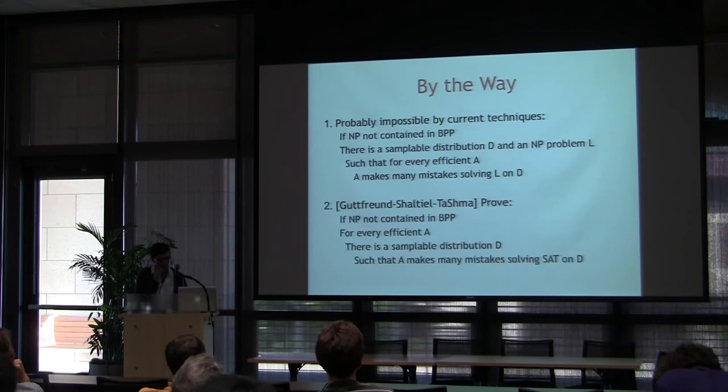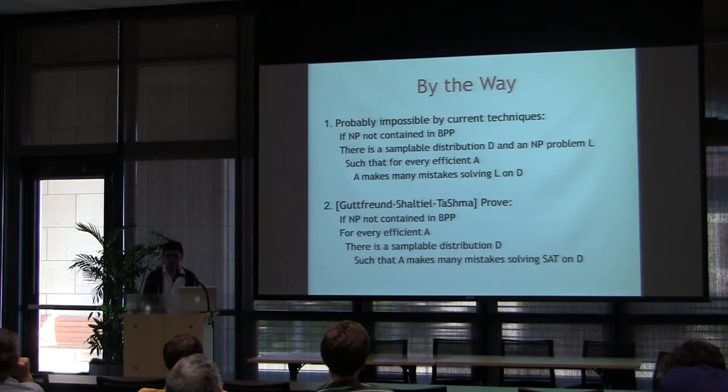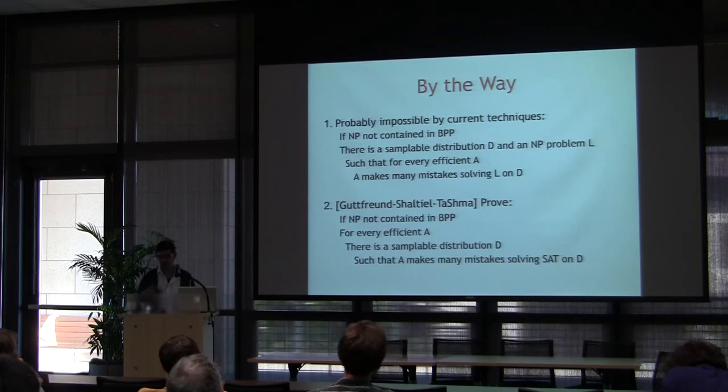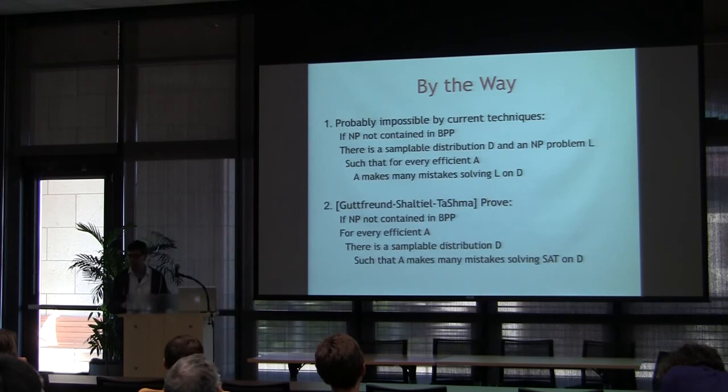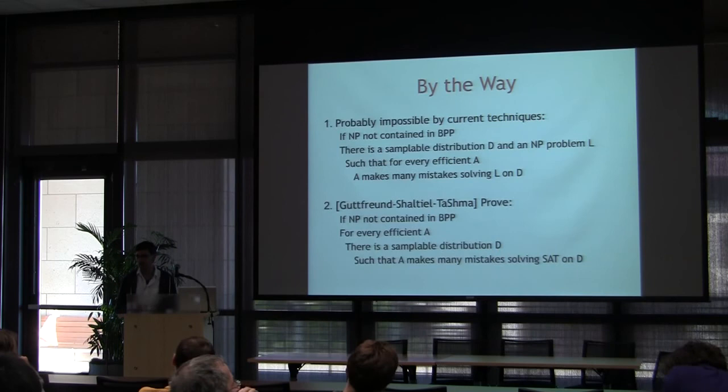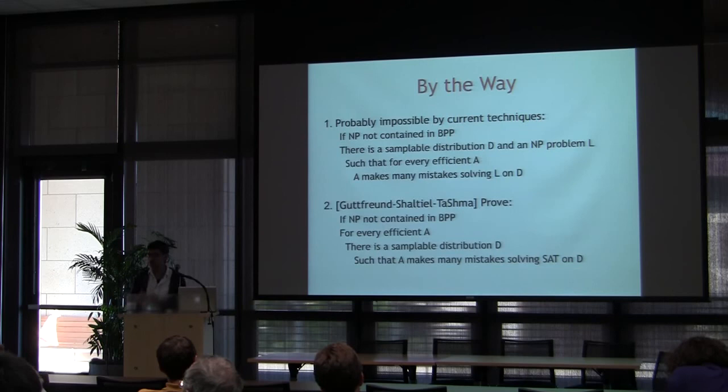Okay. But Gutfreund, Shaltiel and Ta-Shma were able to prove almost the same thing. They just changed the order of quantifiers. So they were able to show that if NP is hard in the worst case, well, there's some fixed language, you could even do it for SAT, such that for every algorithm, there is a distribution that is efficiently samplable, such that that algorithm makes a lot of mistakes under that distribution. So it's saying that if P is different from NP, also for randomized algorithms, then for every algorithm that you try to come up with to solve SAT, it will make mistakes, because it's impossible to get a polynomial time algorithm for SAT. But in fact, there is also an efficient procedure that will find those mistakes, and lots of them.